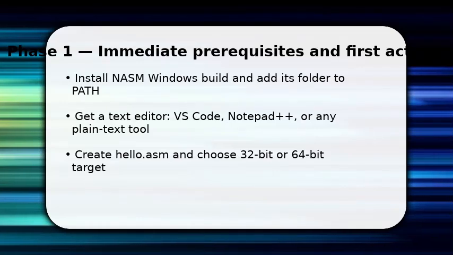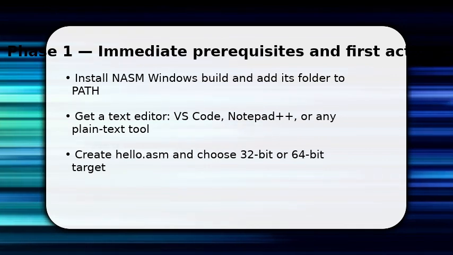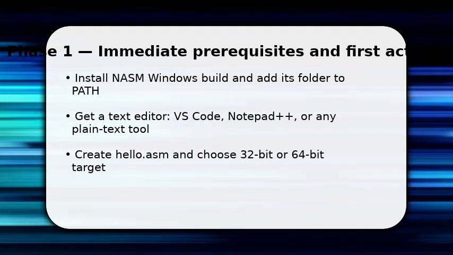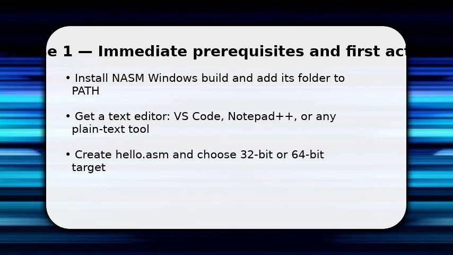You start by getting NASM and a plain text editor on Windows 10. This is essential. Install the NASM binary, then add its folder to PATH so the terminal finds nasm.exe. Create a minimal file, hello.asm, and decide 32-bit versus 64-bit output because that determines your assembler flags. Once done, open PowerShell or command prompt in the file folder. Make sure you can run nasm -v to confirm installation before moving on.